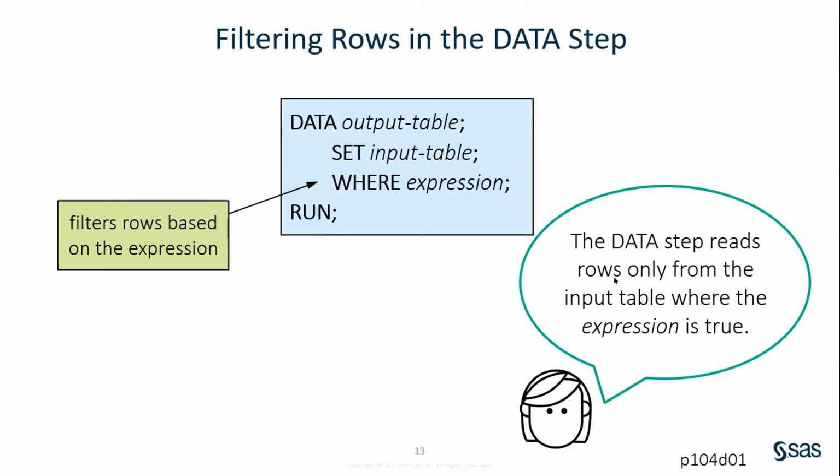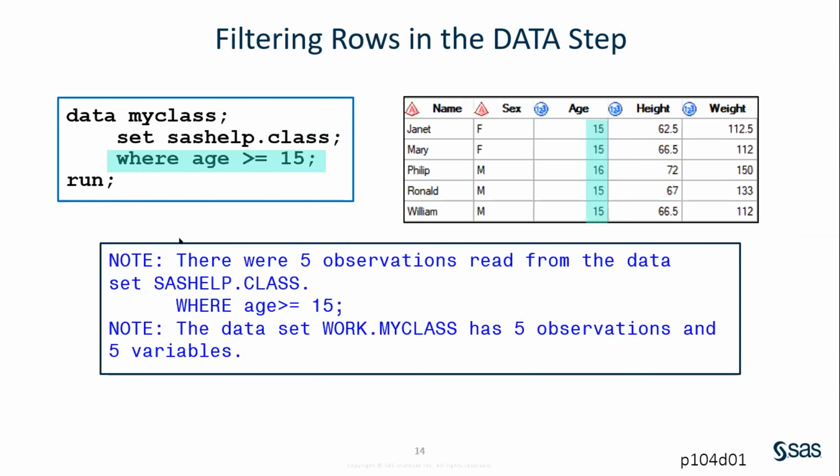So the data step needs rows only from the input table where the expression is true, you use where. It's filtering rows based on the expression. See, with the same sashelp.class, you are selecting the data with column age greater than or equal to 15. It's filtering 5 rows and the new data set is created with 5 observations, selecting all the rows where age is greater than or equal to 15.